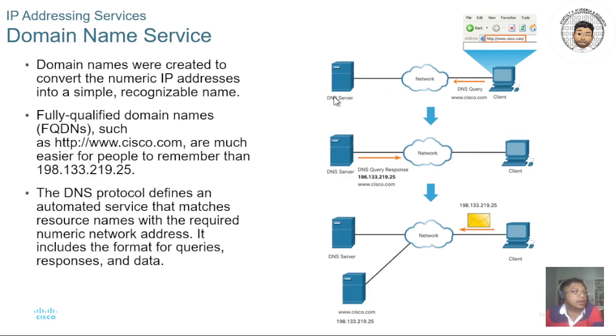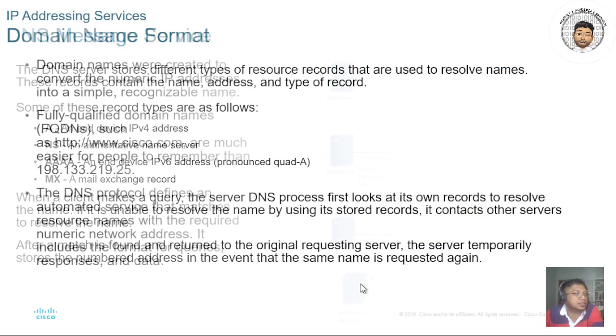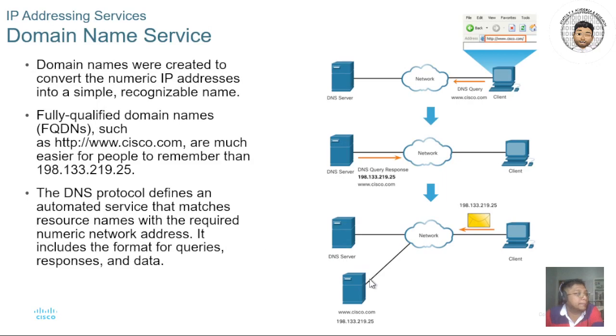So here, when a client requests a DNS query, he puts in cisco.com. The DNS server will provide the IP address, and from the IP address, it will send the request towards the intended server.